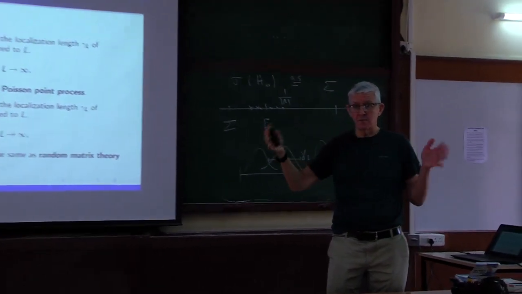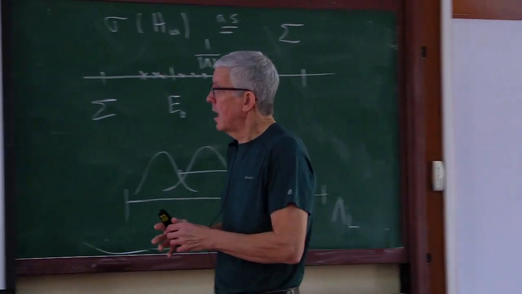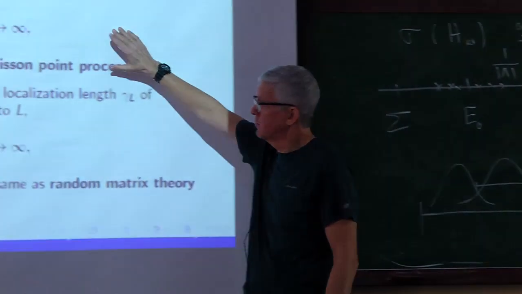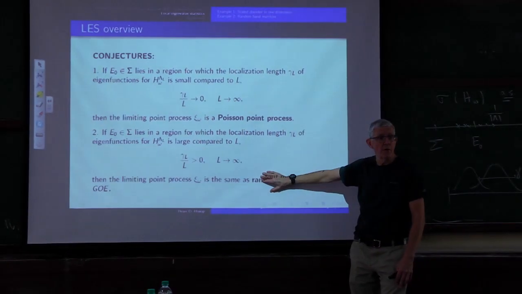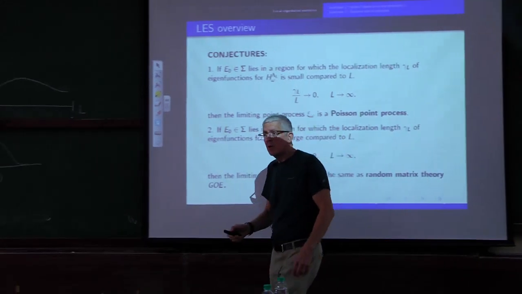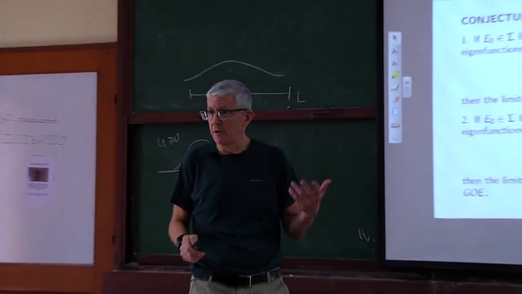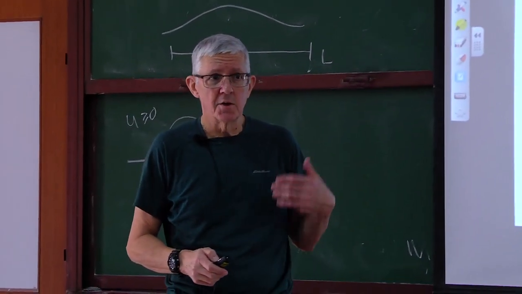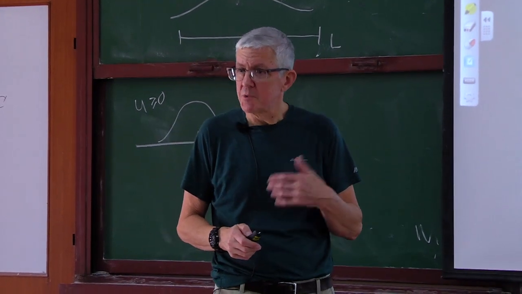So if I take a 3-dimensional random Schrodinger operator, I should be able to find regions where the limiting point process is Poisson and where the limiting point process is given by the GOE. That is a goal which has not been achieved yet for the 3-dimensional random Schrodinger operators that I sketched. And so when I talk about some models, I'll talk about some toy models where you can actually see it.